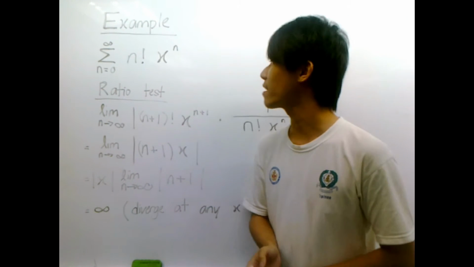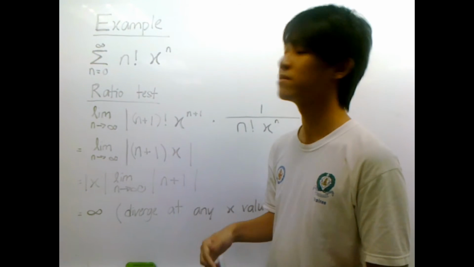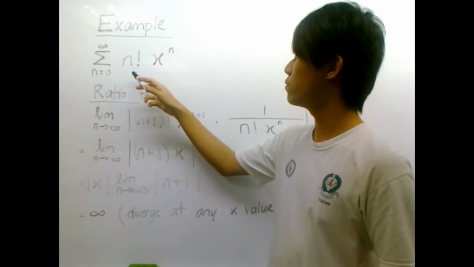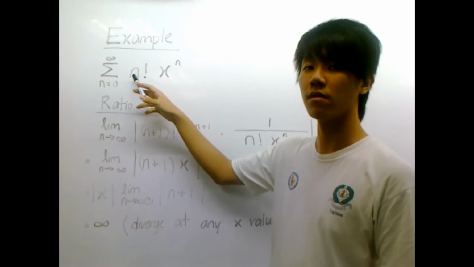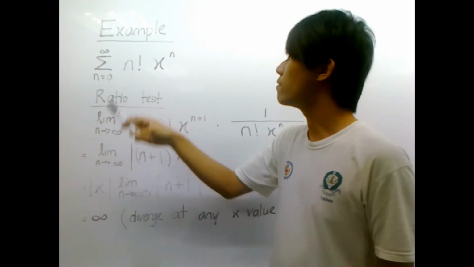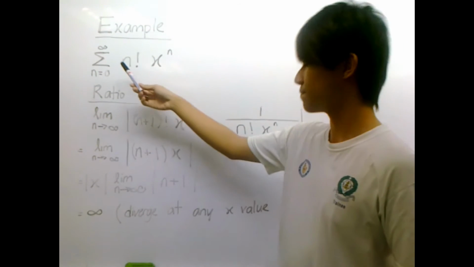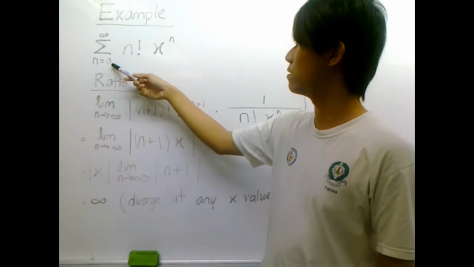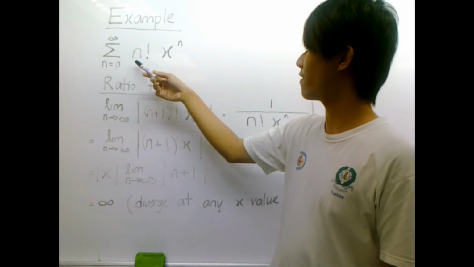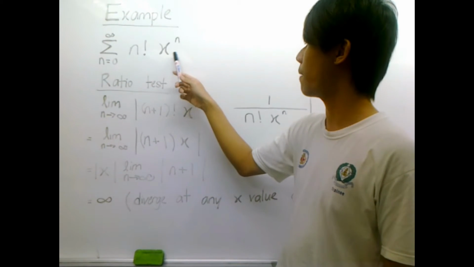Okay, so this is our second example for a power series question. In this question, we are required to test for convergence and find the radius and interval of convergence for the series summation n equals 0 to infinity of n factorial times x to the power of n.